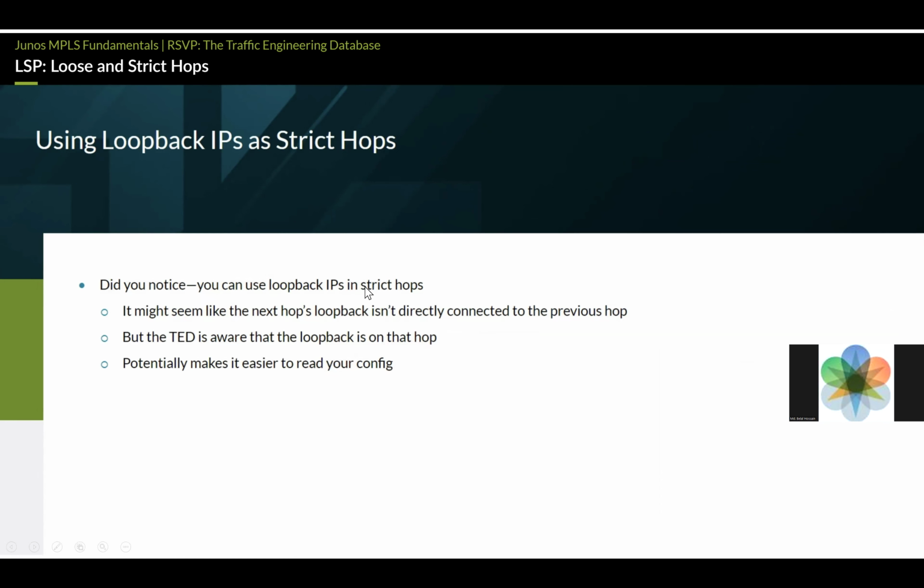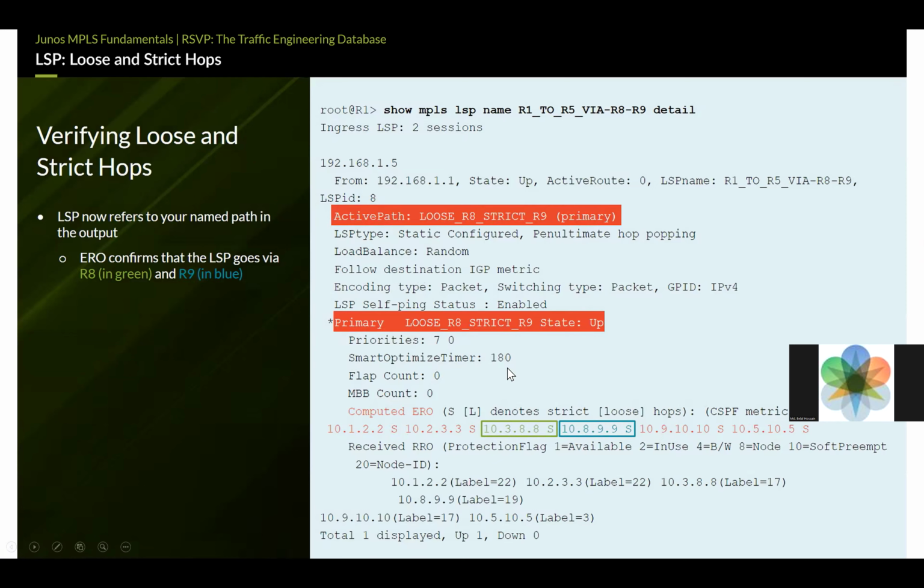Loopback IPs as straight hops. You can use loopback IPs in straight hops. It might seem like the next hop's loopback is not directly connected to the previous hop, but the TED is aware that the loopback is on that hop, which potentially makes it easier to read your config. You can use it, but recommended is a directly connected next hop, which will be straight, and remote will be the remote neighbor loopback or far-end router IP. And see here, this is the active path, this is the primary path, and the straight is up.